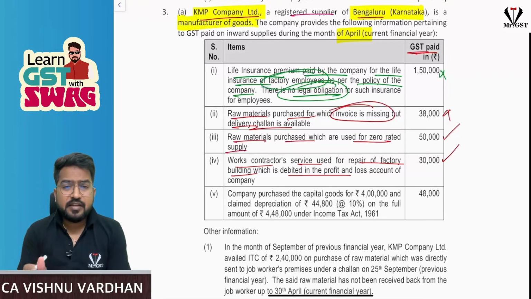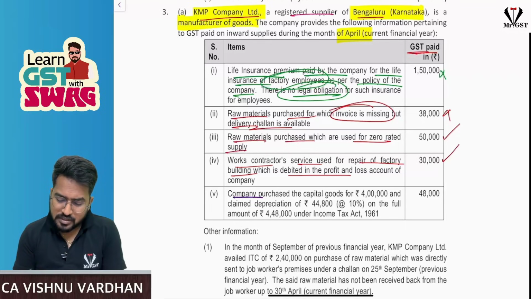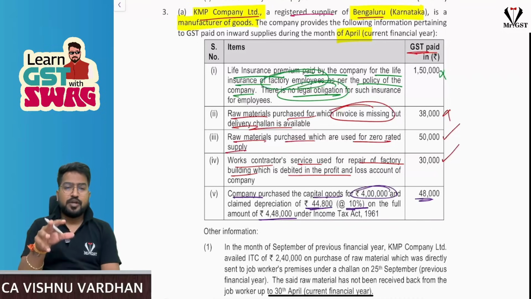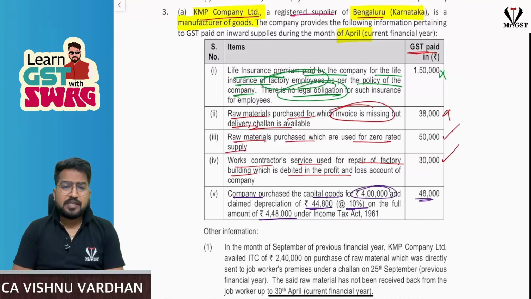Guys, understand while writing the answer, you should give the explanation properly in the answer. You should not just write like that, yes, can take ITC, cannot take ITC. Next, company purchased capital goods 4 lakh and 44,800. They have claimed depreciation, that is 10% on 4 lakh 48,000. That means including GST, they have taken depreciation. That means on GST component, either you take ITC or you should claim depreciation. Both are not possible. So here you are claiming depreciation, correct? So that means ITC is not allowed. Okay, that is the answer.